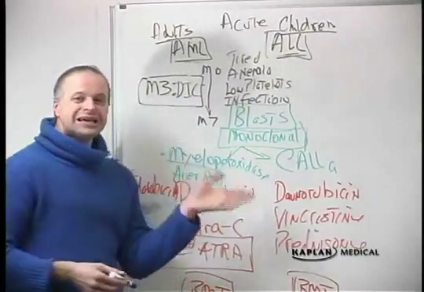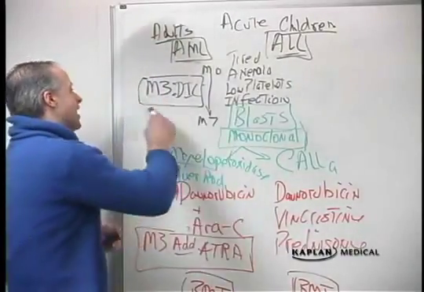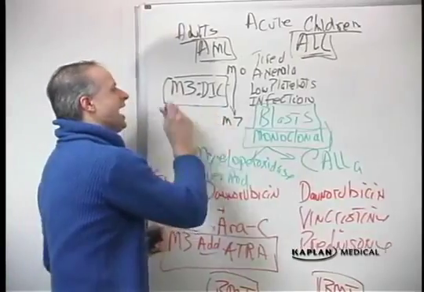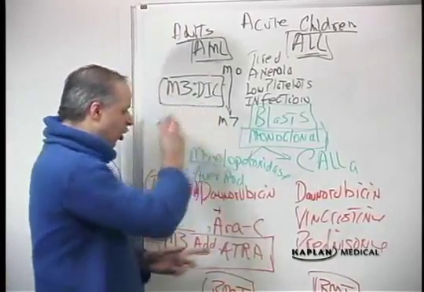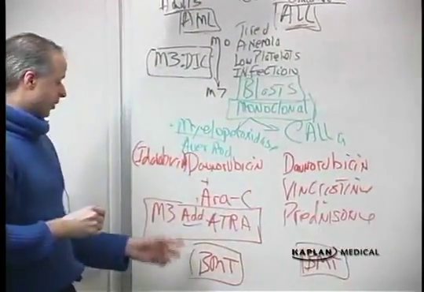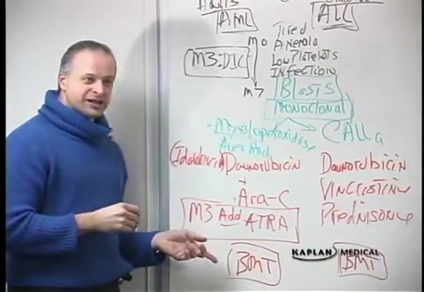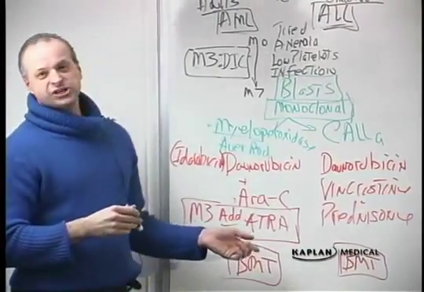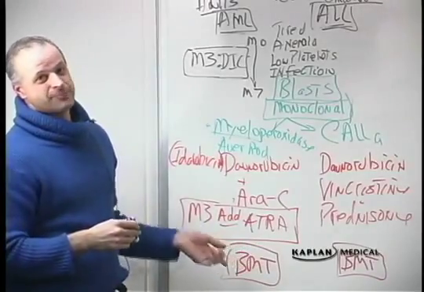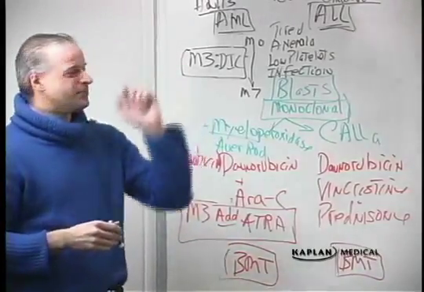What is unique about each of these? M3, all trans-retinoic acid for people who have M3, promyelocytic leukemia. Okay, all trans-retinoic acid, a retinoic acid compound. Vitamin A, grow up, you marrow.